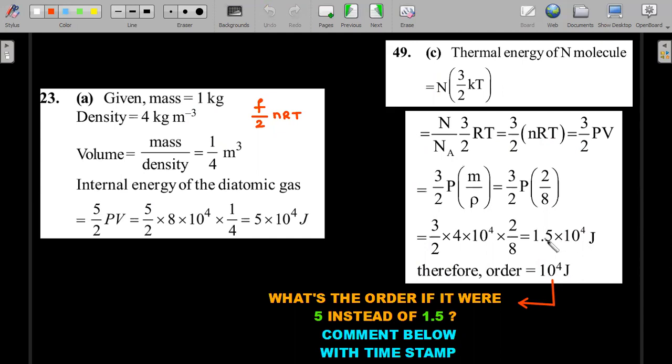Just one small question. Instead of 1.5, if I had 5 into 10 power 4, just like this one, what would have been the order? Will you answer it as 10 power 4 or 10 power 5? Just comment below with the timestamp. I'll correct it because this is a very important concept from your first chapter, Physics and the World, in your NCERT textbook. So what if this was 5 into 10 power 4? In this question, had they asked the order, would you report it as 10 power 4 or 10 power 5? Okay, right.